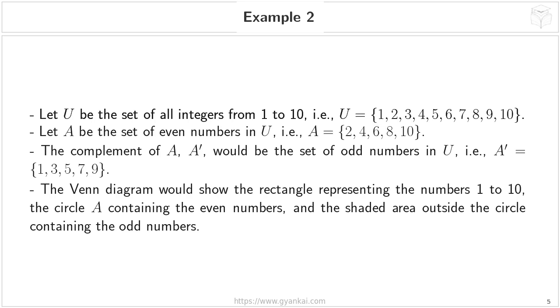This example helps us see how the concept of complements applies to concrete sets of numbers. In the next slide, we'll extend this idea to scenarios with more than one set, so make sure you've got a good grasp of this before we move on.